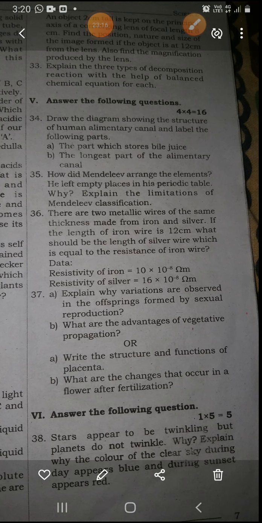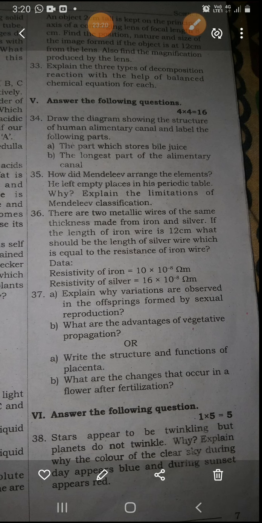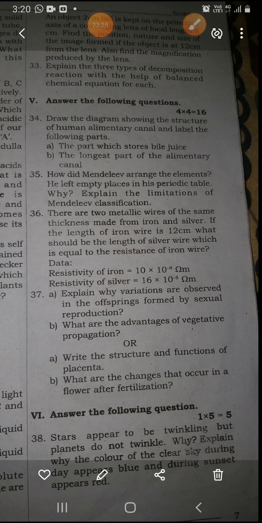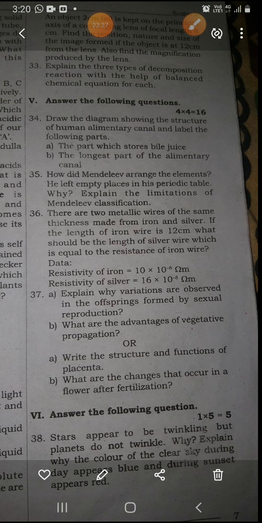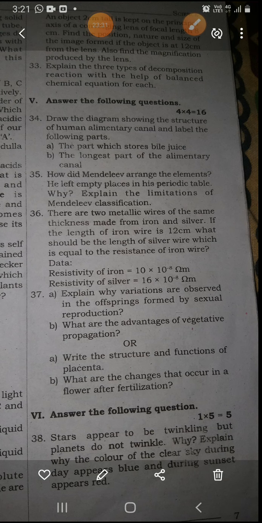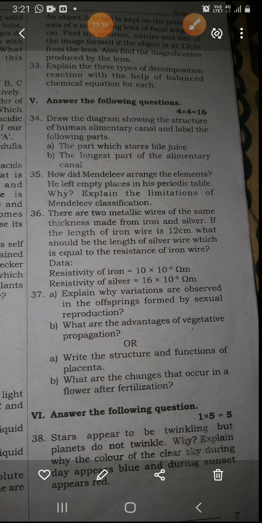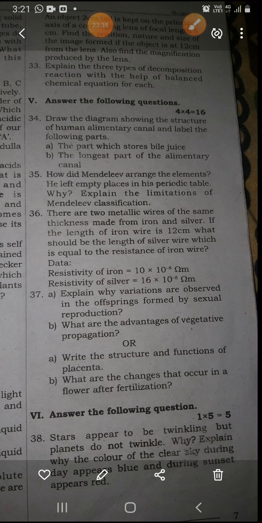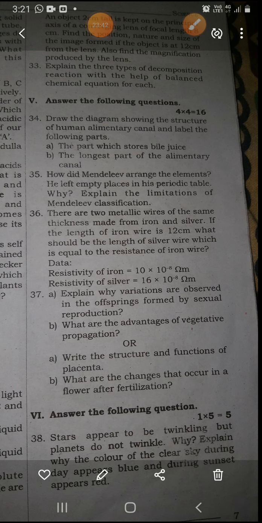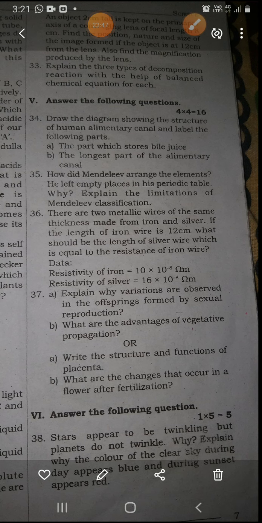So the first limitation of the periodic table was that the position of hydrogen was not satisfactorily explained by Mendeleev. It means the position of the isotopes was not clearly mentioned by him. And then there is no regular increase in the atomic mass of elements. Therefore, it is difficult to imagine how many elements are there between two elements. There is no regular increase.